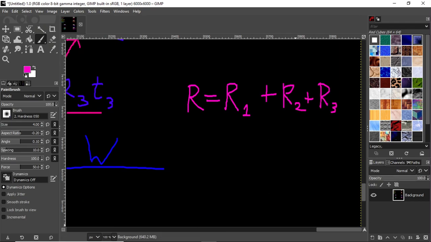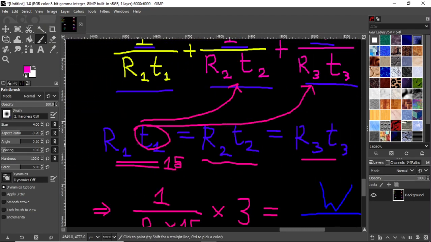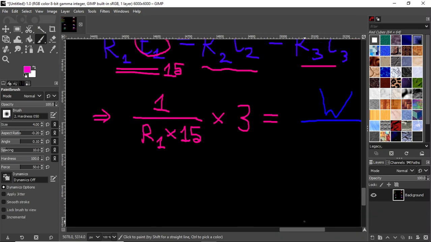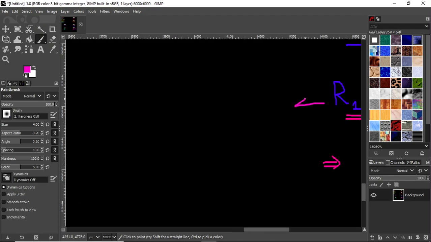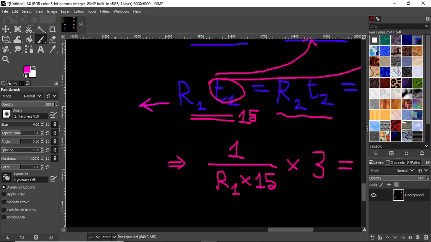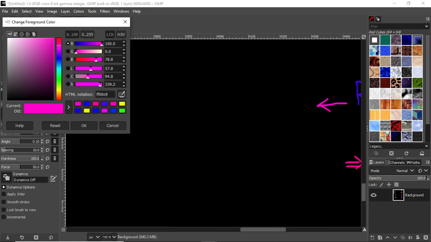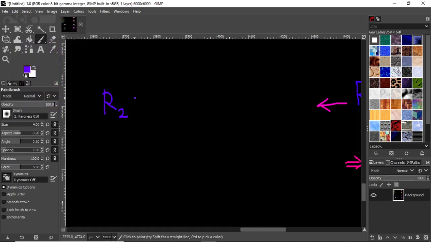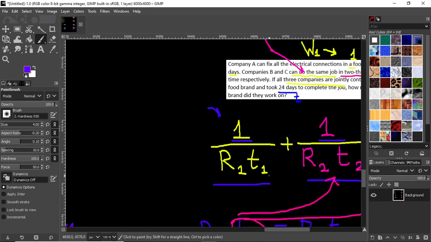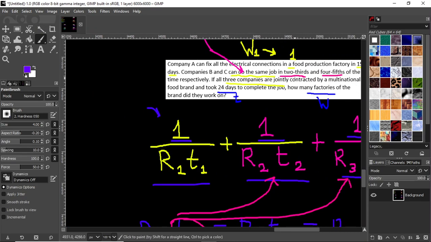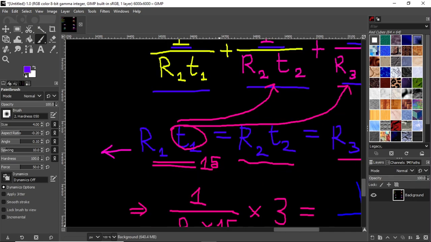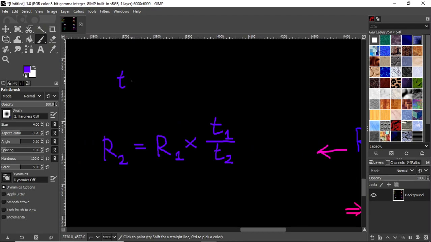All right, so how do we find that? What we have here, if I drag this out, and try to express R2 in terms of R1, I'd get R2 equals R1 multiplied by T1 divided by T2, right? Here it's been said that company B did the job in 2/3 of the time. That basically means T2 divided by T1 is 2/3, right?